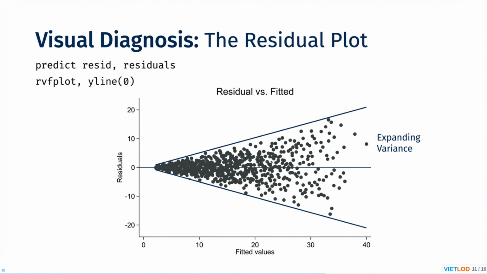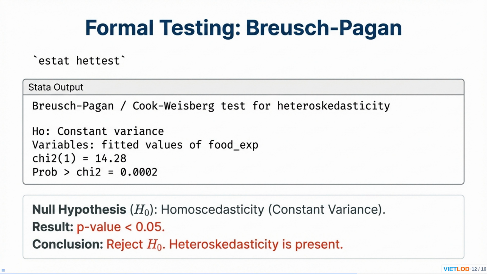We always start with a visual check of the residuals to see their shape. An expanding fan shape is a classic sign that variance scales with fitted values. We use the rvfplot command in Stata to generate this visualization. For example, notice the residual spread widens significantly as the fitted values on the x-axis increase. Visuals are great, but we need a formal test to be sure.